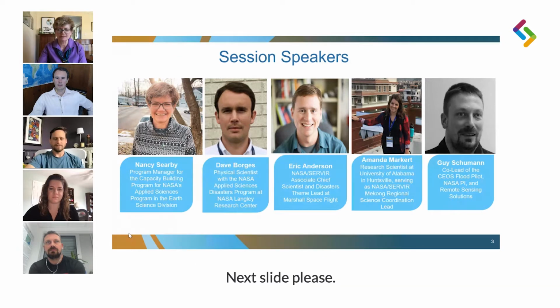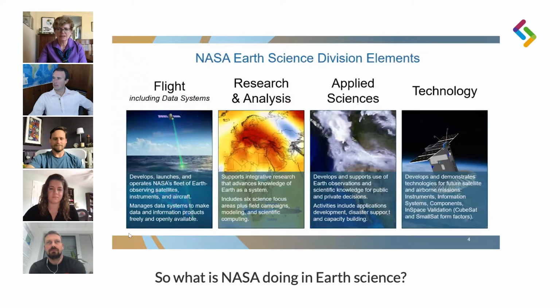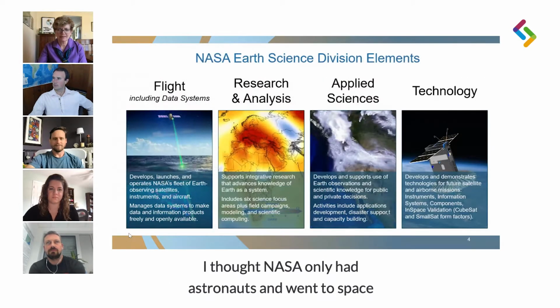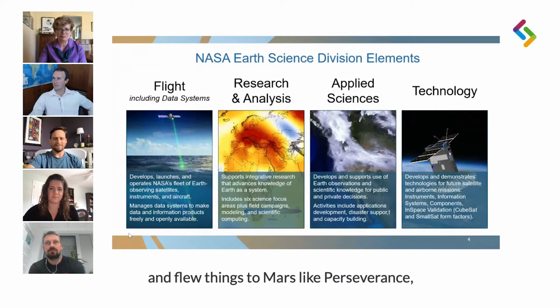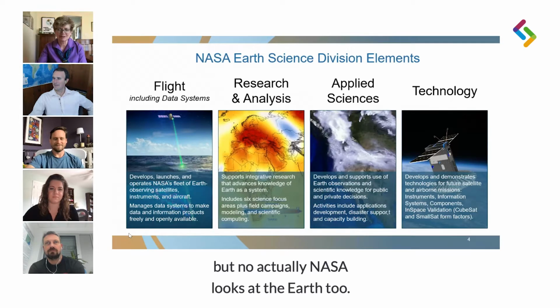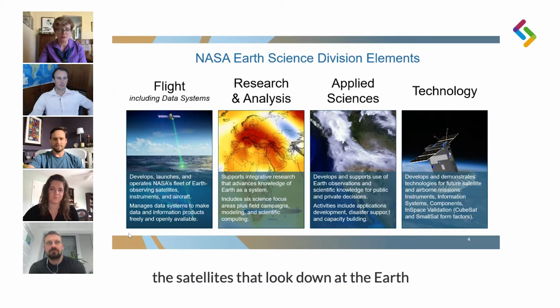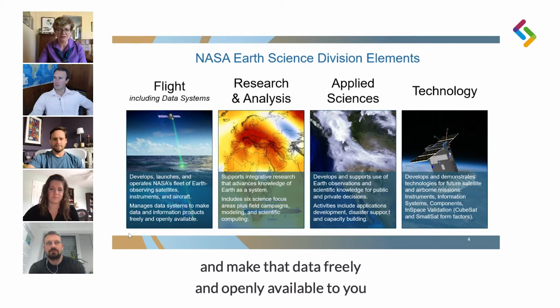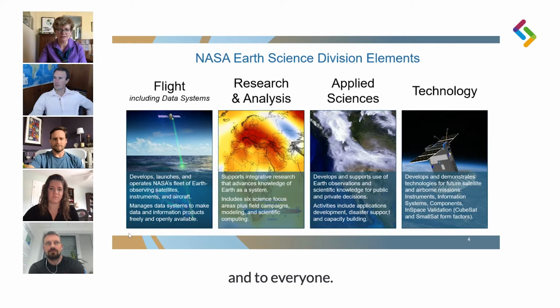Next slide, please. So what is NASA doing in Earth science? I thought NASA only had astronauts and went to space and flew things to Mars like Perseverance. But no, actually NASA looks at the Earth too. So we have 4 different parts of our division. We have the part that builds the flight hardware, the satellites that look down at the Earth and make that data freely and openly available to you and to everyone.